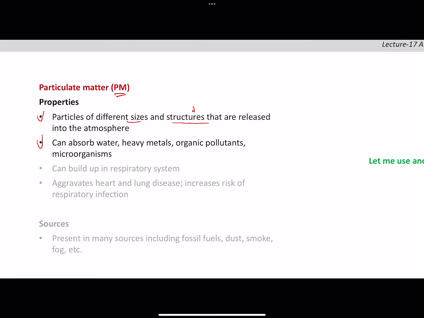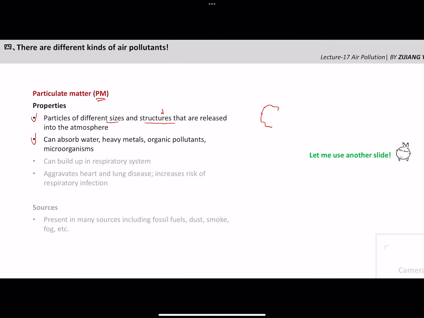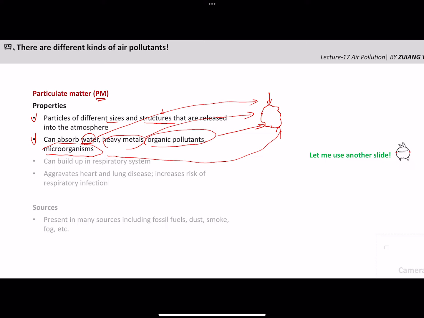And it can absorb water, heavy metals, organic pollutants, and microorganisms. Basically, if we have particulate matter in the atmosphere, it can absorb water. It can also absorb heavy metals and some organic pollutants. Also, microorganisms can live here because it has so many of these, which can be considered as nutrients for the microorganisms. So it is very happy to live here.